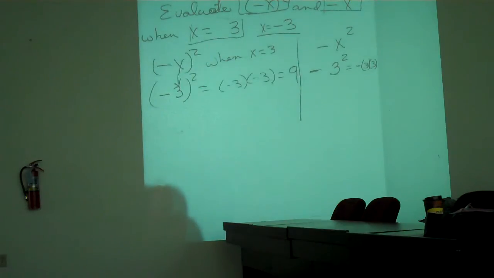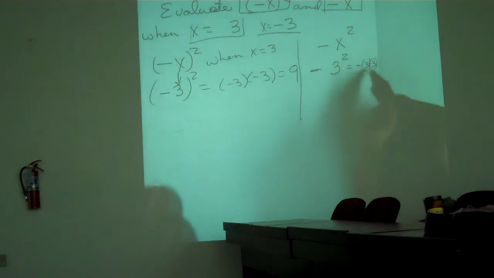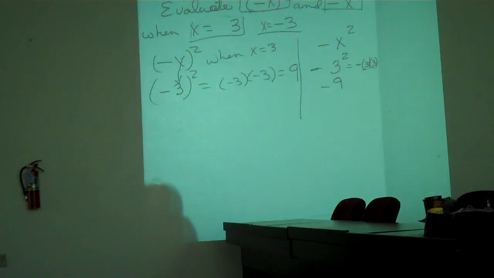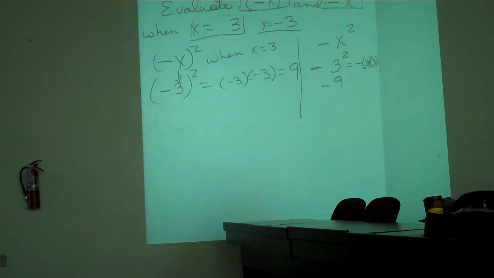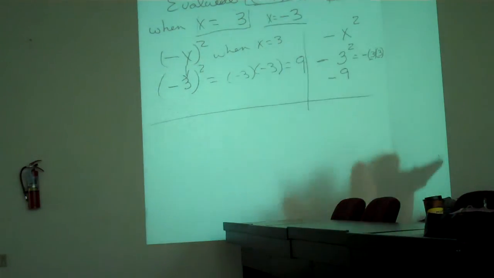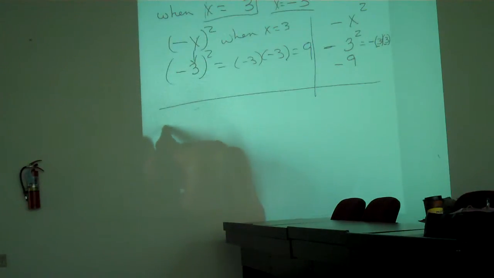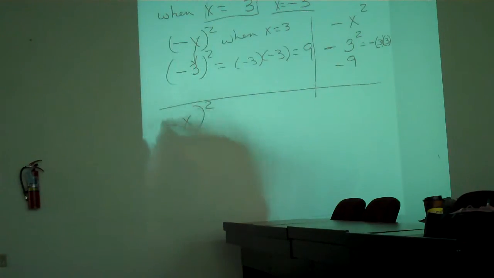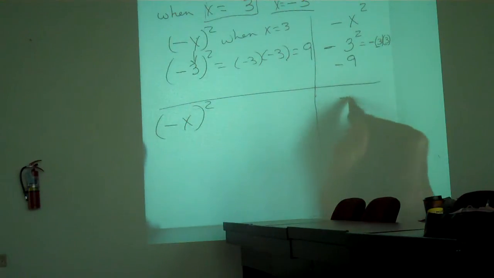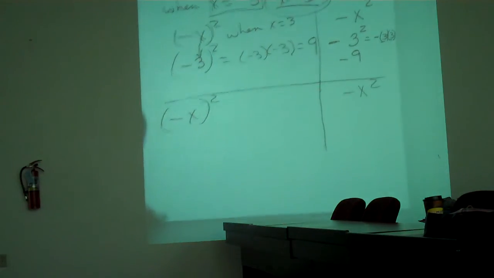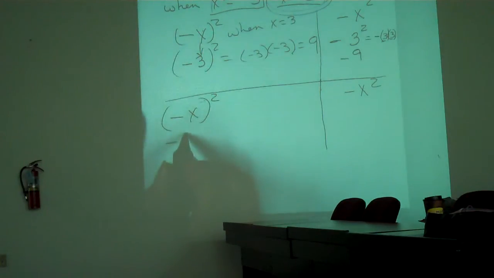You only square the 3, not the negative part. So this one is negative 9. Okay? So let's do it now with the negative 3 replaced in these. The negative x squared. Now, this one, where the x is, we're putting in -3.